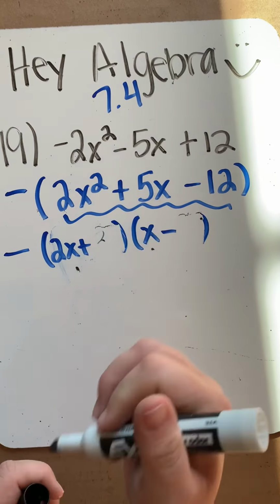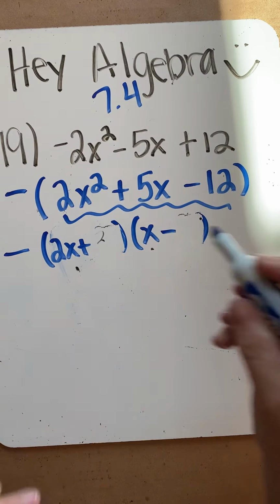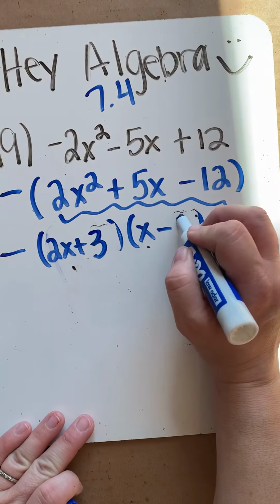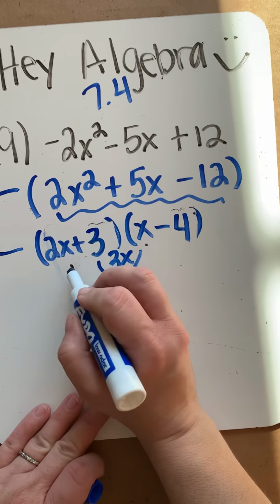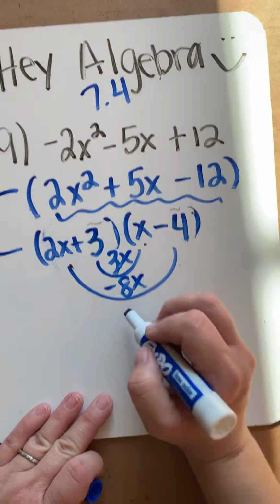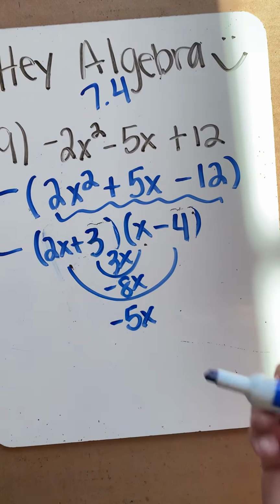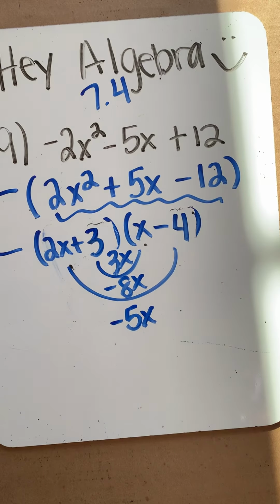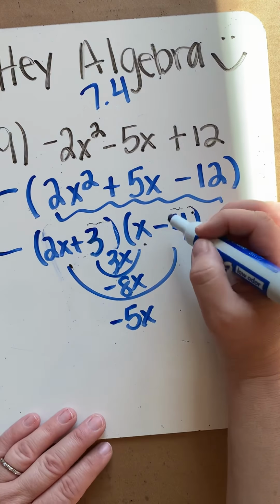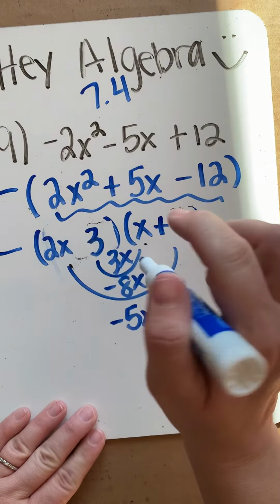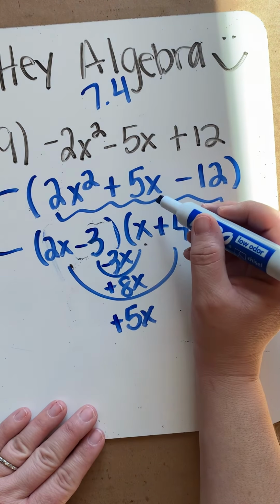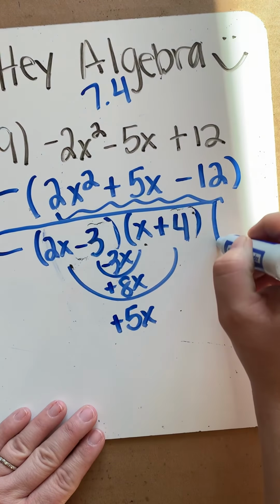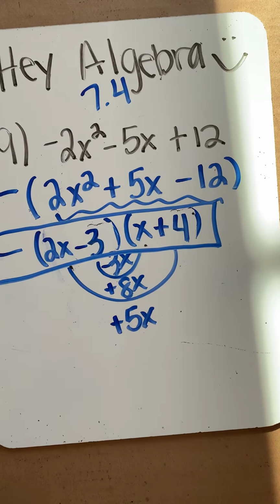So I put a 3 here. If I put a 3 here, and a 4 here, I get 3x and a -8x with a middle term of -5x. Ooh, I'm so close. All right, don't change anything around. All you have to do is change the signs. Make this positive, make that negative, and look what happens. You get the right middle term. Okay, so this is the answer for number 19.